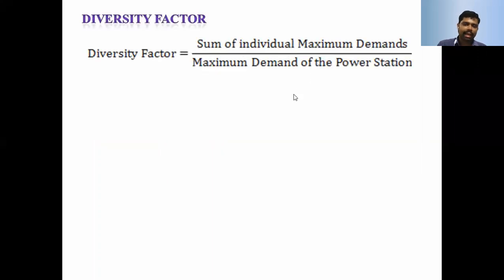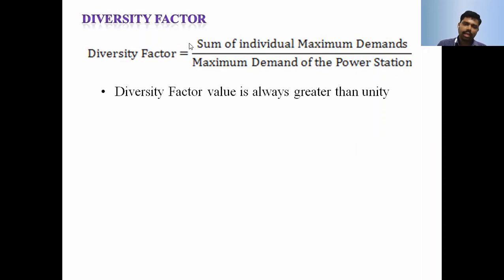And a few terms and factors are considered in the economic aspects of power generation. The diversity factor is defined as the ratio of the sum of individual maximum demands to the maximum demand on the power station. Sum of individual maximum demands means the consumers connected. For example, you can take a particular area where 10 distribution areas are there.